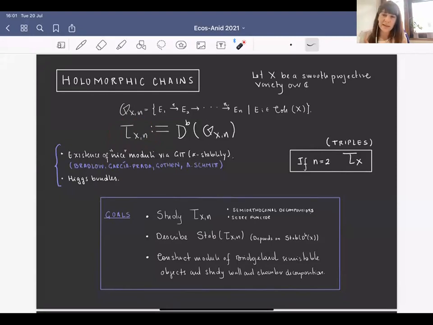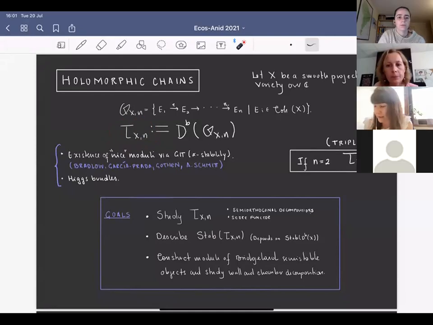So why is it important, or why does it make sense to study stability conditions here? First of all, there is already a notion of stability on the abelian category of holomorphic chains. The alpha-stability is defined for chains of vector bundles. And with this, you can construct nice moduli spaces via GIT. This was done by Bradlow, García-Prada, Gothen, and Alexander Schmitt. And these moduli spaces have been mostly used to study Higgs bundles. When you have the Hitchin fibration and the C-star action, the fixed locus you can describe via holomorphic chains. So that's also why it is important.